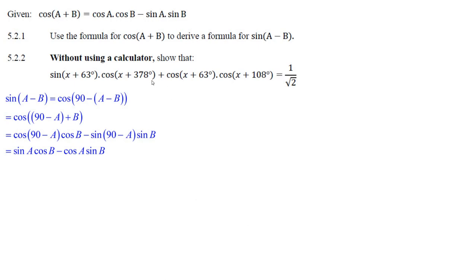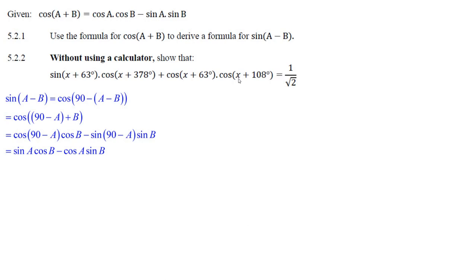The next question is a bit of a trick. If you look at this thing here, this one is pretty easy to reduce because you subtract 360 from it, and that turns into the cosine of x plus 18. It's a little bit weird. It's x plus 63, and that's really the cosine of x plus 18. Well, there's the cosine of x plus 63.